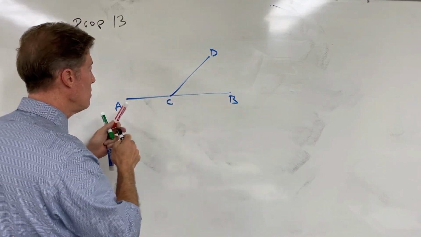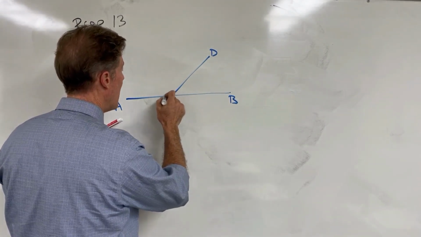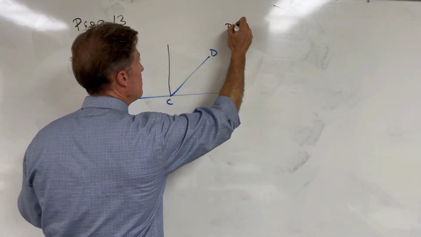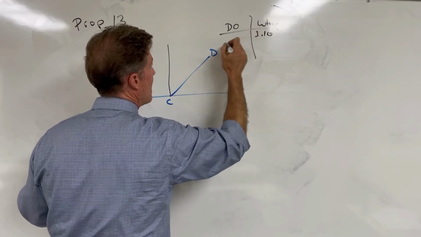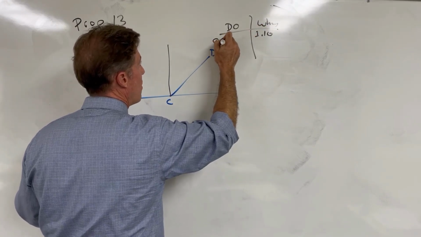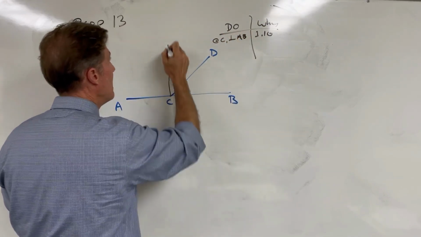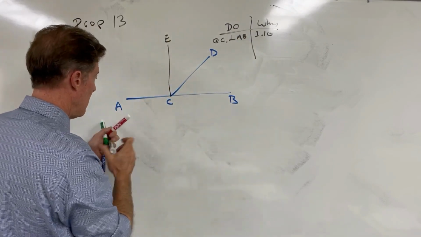So what we're going to do is at point C, we're going to construct a line perpendicular to our given line AB. And we can do this because of proposition 10 that allows us at any given point to create a line perpendicular to a given line. So we're going to make CE perpendicular to AB.